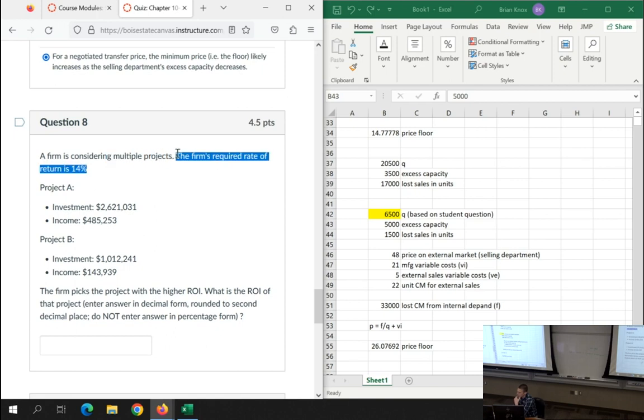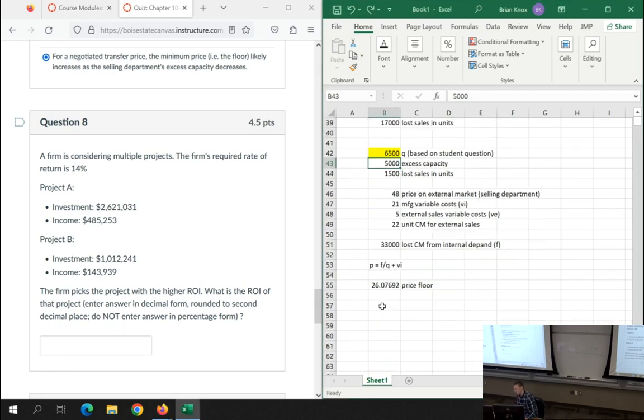This is the only concept we're using for these multiple terms, this 14%. All right, so we have two projects with income or profit and investment. Investment and income right here. The firm picks the project with the higher ROI. What is the ROI of that project? So what we have to do is figure out the ROI of each of these two. This is the ROI question, open answer.